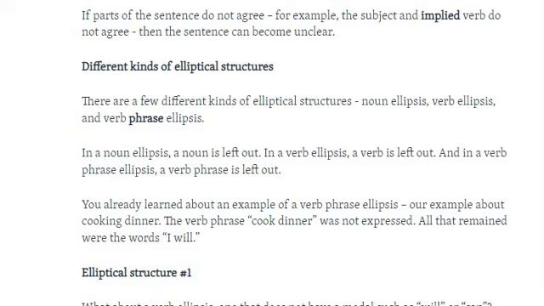There are a few different kinds of elliptical structures: noun ellipsis, verb ellipsis, and verb phrase ellipsis. In a noun ellipsis, a noun is left out. In a verb ellipsis, a verb is left out. And in a verb phrase ellipsis, a verb phrase is left out. You already learned about an example of a verb phrase ellipsis, our example about cooking dinner. The verb phrase cook dinner was not expressed. All that remained were the words I will.